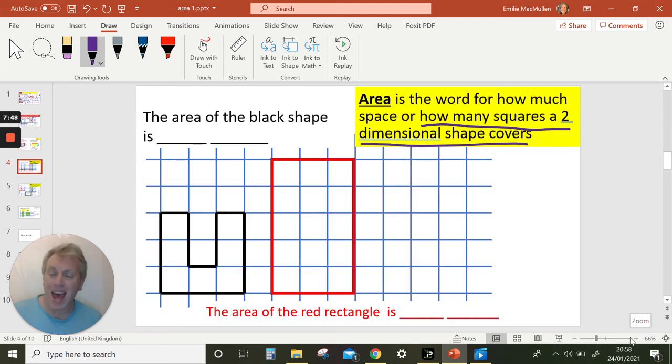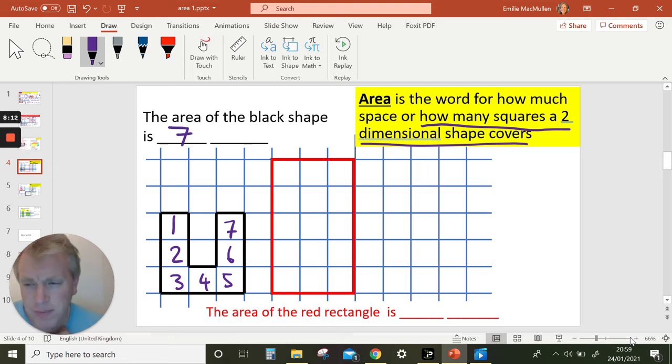Okay, back to area. The area of the black shape. Do you remember area? How many squares a 2-dimensional shape covers? Okay, well, we count it up. The area of the black shape is 1, 2, 3 squares, 4 squares, 5, 6, 7. So the area of the black shape is 7.